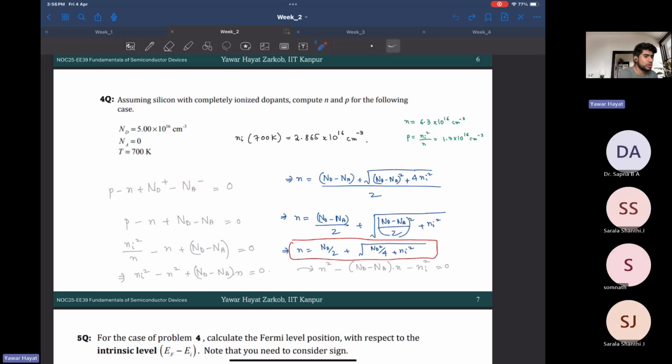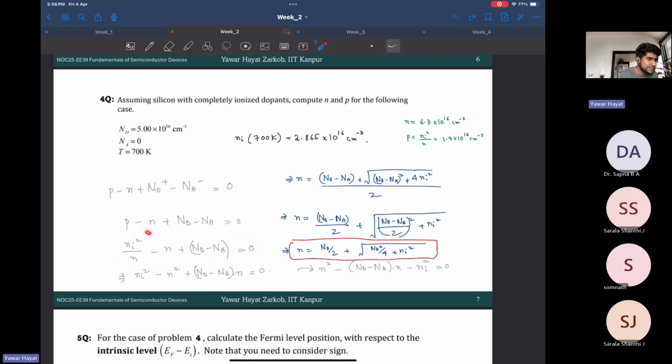Here Na was 0, but what if Na wouldn't have been 0? Suppose there would have been a value of Na as well. So let me show the procedure for that general case. You'll write this equation. Why am I replacing this by this? Because I have completely ionized dopants. When I have completely ionized dopants, then my ND plus is ND, right? All of them are ionized. So I can write this.